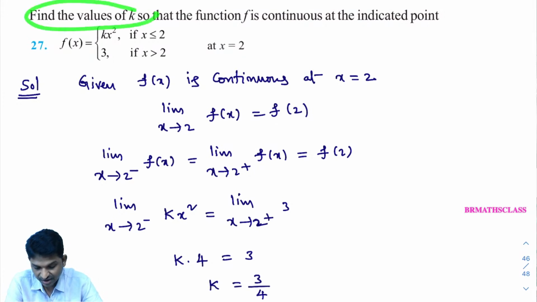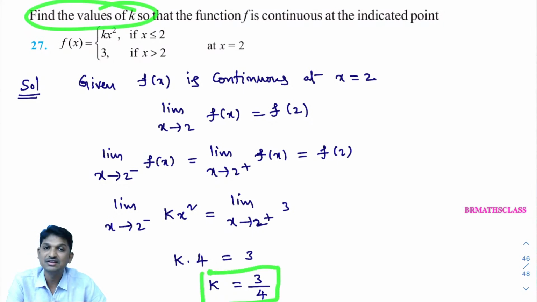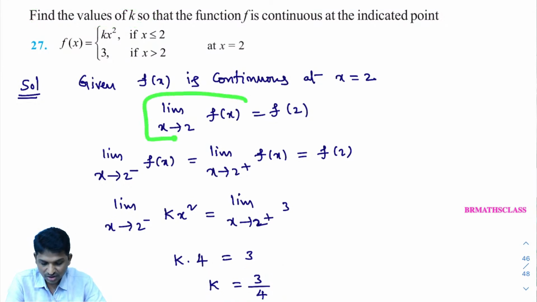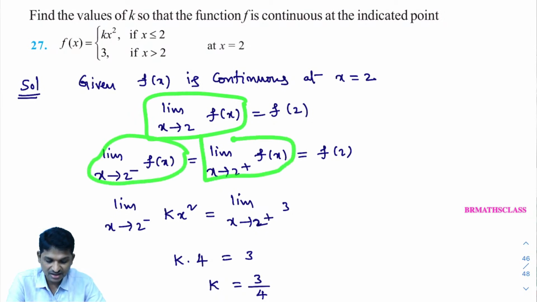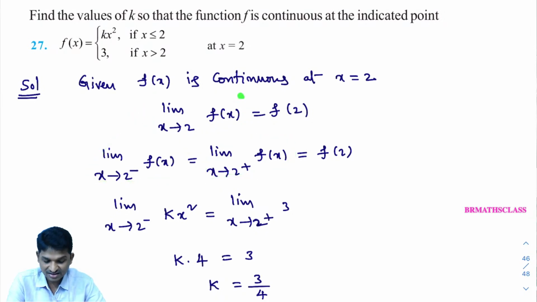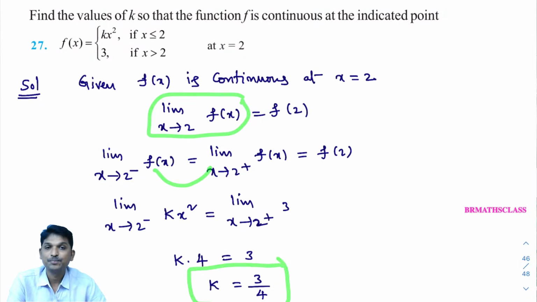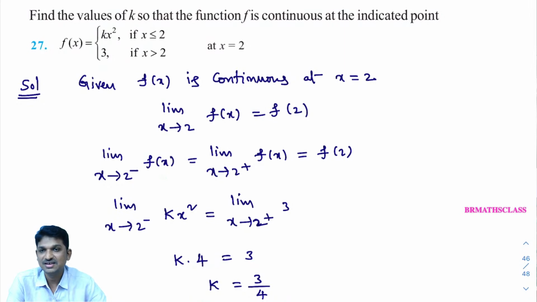So they are asking to find the value of k. I got the k value as 3 by 4. Correct? These problems are very easy. In this, what is the thing you need to know? When the left hand limit equals the right hand limit, then the limit of a function exists. As they are saying that this exists, we'll equate these two to get the value of k. I hope you understand this. Yes or no?